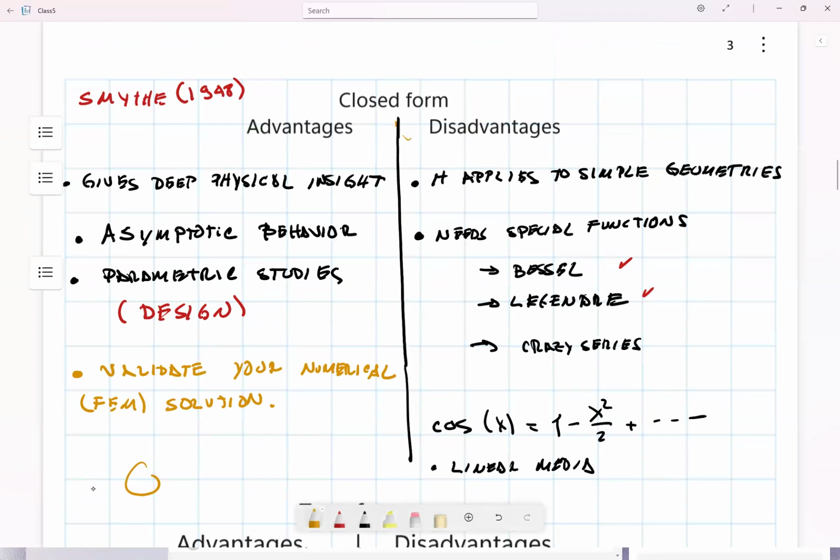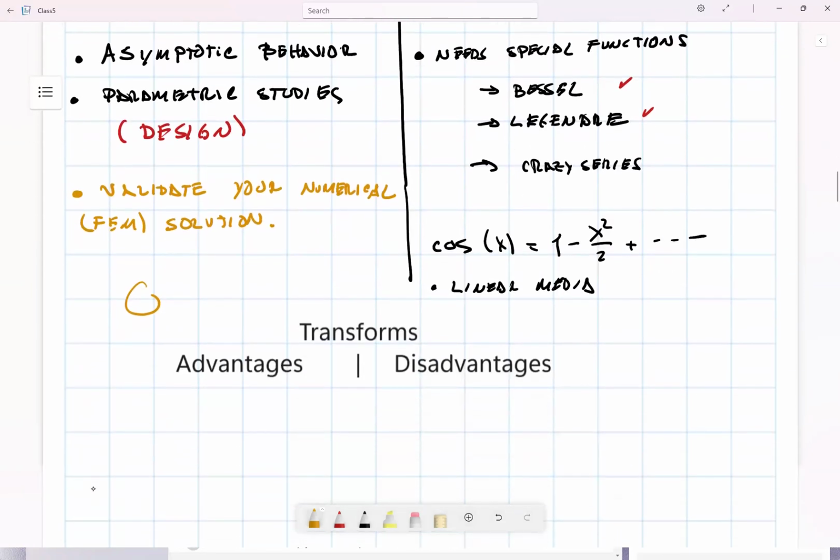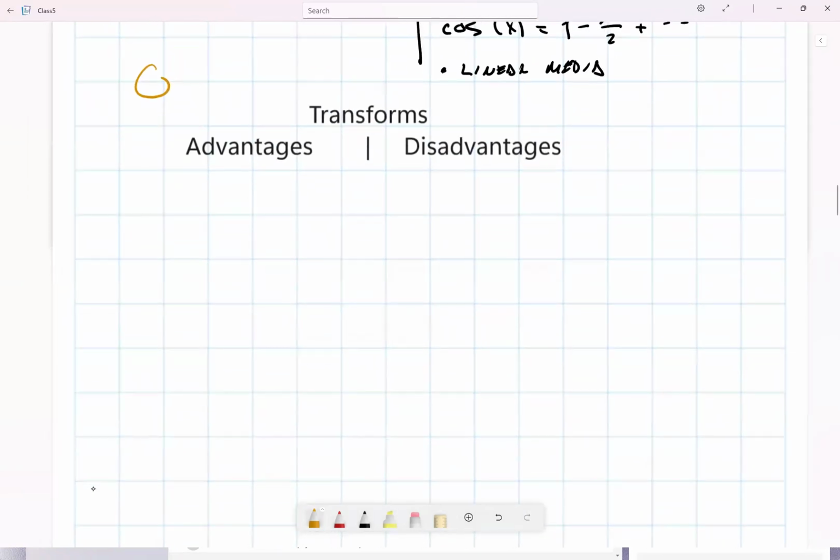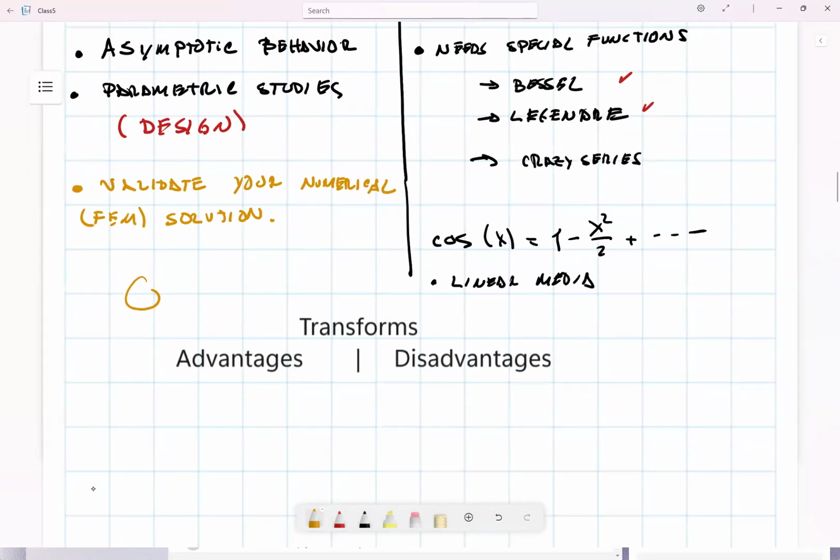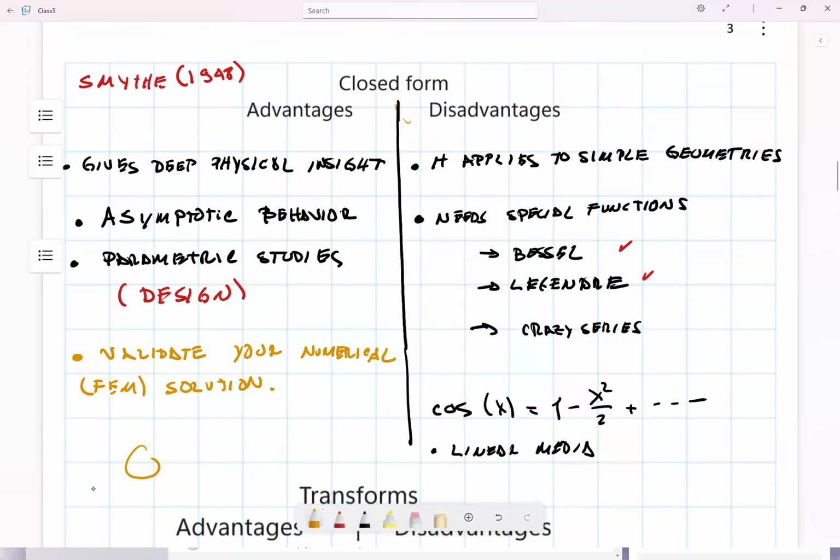So analytical solutions are not to be completely neglected, but they need to be taken with a grain of salt, right? They are not going to give you the solution to the real problem, but they have a lot of value for validating solutions that you are obtaining in a different way. Even in the disadvantages, they are linear methods. The linear media, so they don't apply to nonlinearities.